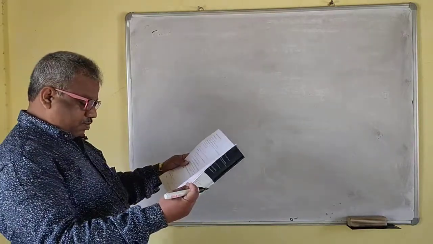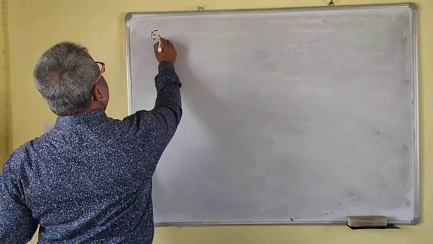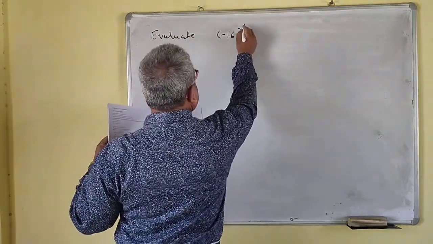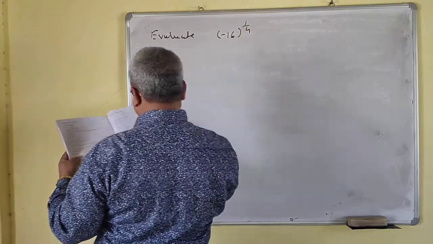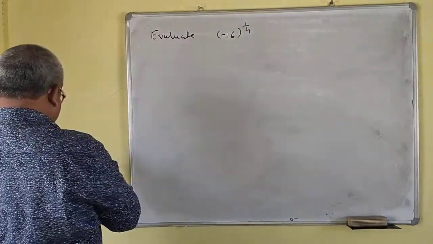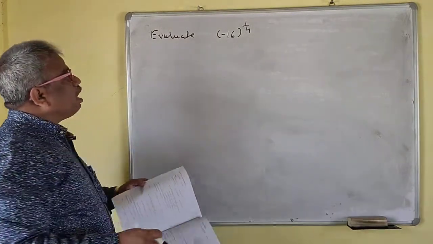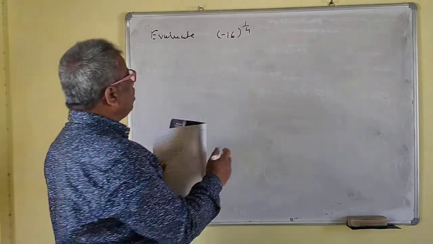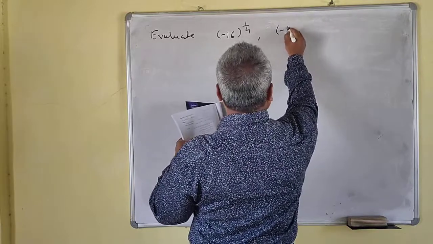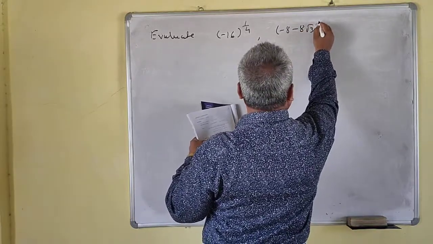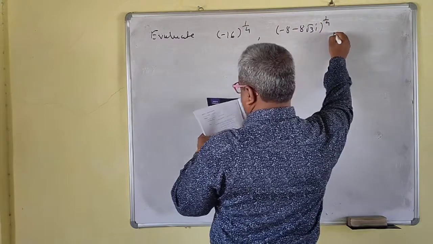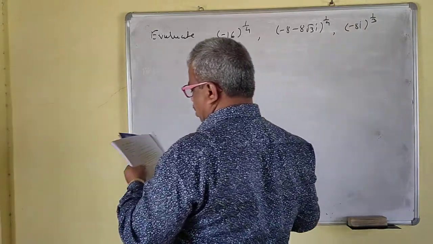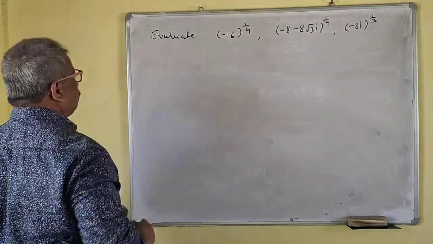Now we'll go to the next problem. Evaluate minus 16 to the power 1 by 4. That means you have to find the fourth roots of minus 16. Next, minus 8 root 3i to the power 1 by 4. Then minus 8i to the power 1 by 3. This you have to find. Solution.